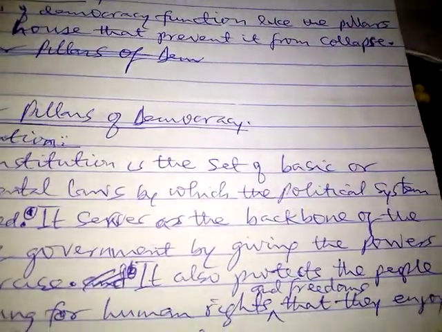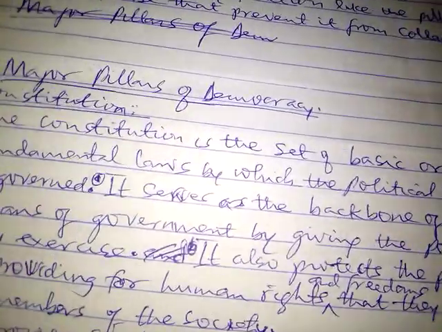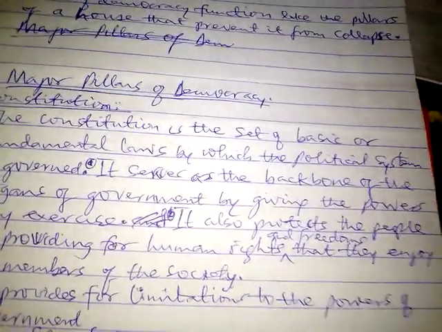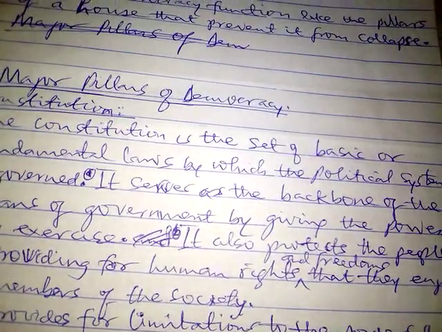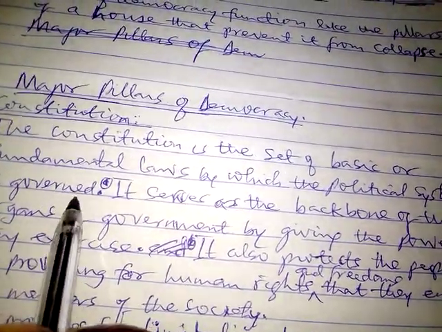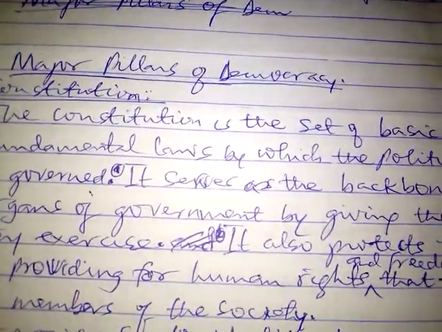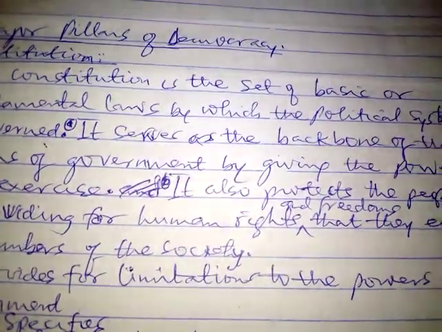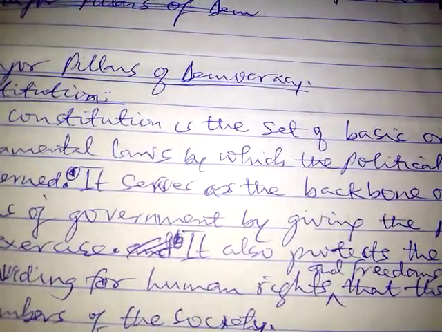All right, having understood that, let us look at the major pillars of democracy. The first major pillar of democracy we shall look at is the Constitution. The Constitution is a set of basic or fundamental laws by which the political system is governed. That is what a constitution is. Why do we call the Constitution a pillar of democracy? We have about 6 reasons we are going to understand.